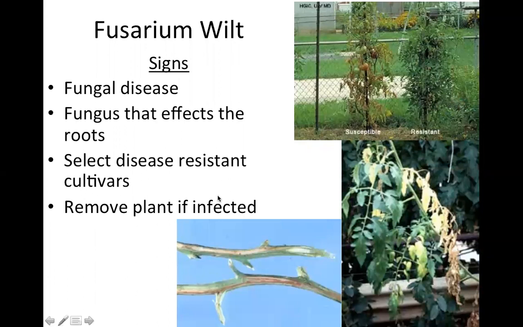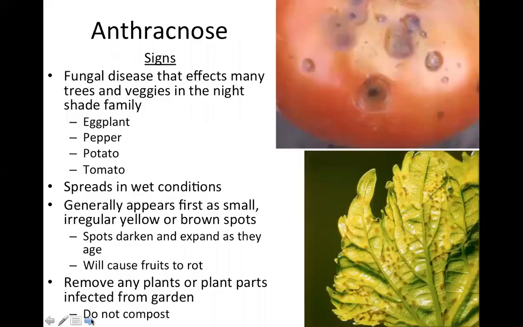Fusarium wilt, it's a fungal issue where if you see one of your tomato plants all of a sudden start dying and wilting, and it's not November, I would go ahead and rip that whole thing out, because it's probably got some kind of wilt that could actually spread. Fusarium is one of the wilts.